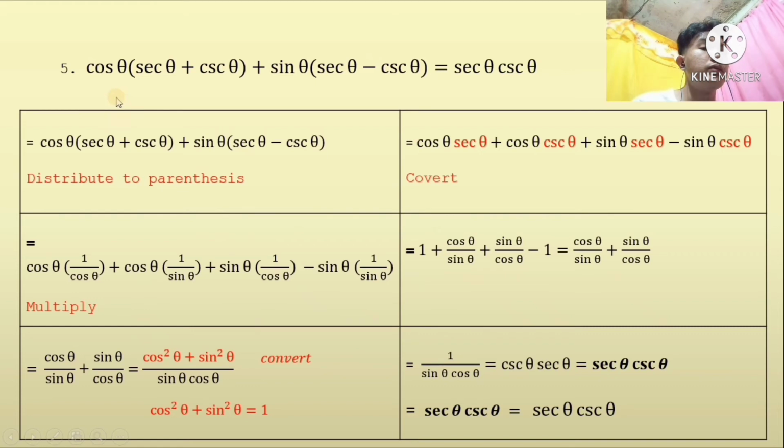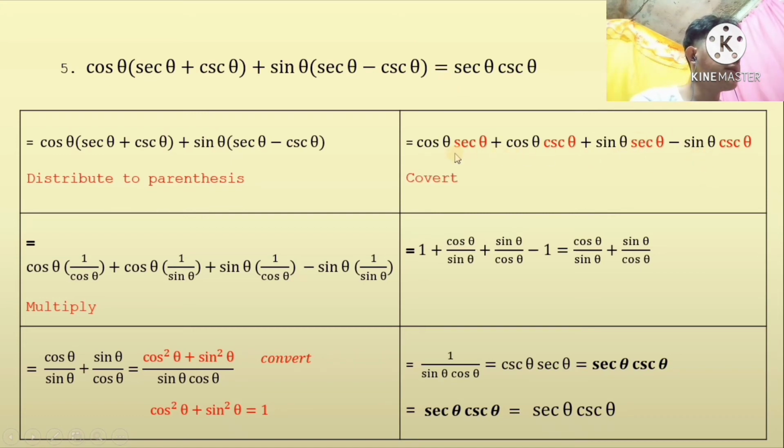Next, number 5, let's prove cosine theta times secant theta plus cosecant theta plus sine theta times secant theta minus cosecant theta is equal to secant theta times cosecant theta. So first, distribute the parentheses. Distribute cosine theta to secant theta plus cosecant theta and sine theta to secant theta minus cosecant theta. So our equation will be cosine theta times secant theta plus cosine theta times cosecant theta plus sine theta times secant theta minus sine theta times cosecant theta.